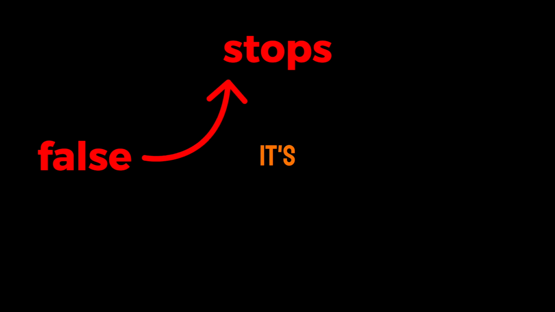Initialization. This is where we initialize a variable. It usually starts with let or var. This happens once at the beginning of the loop. Condition. This is a condition that is checked before each iteration. If it's true, the loop continues. If it's false, the loop stops. Increment or decrement. After every loop iteration, the variable gets updated, usually incremented or decremented.